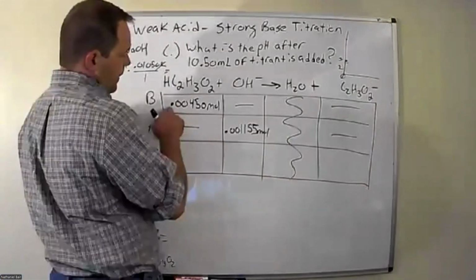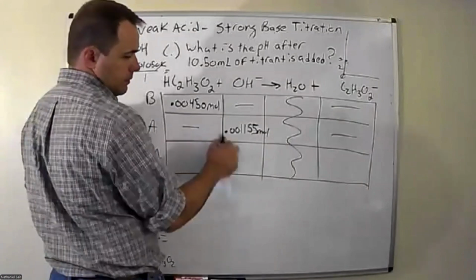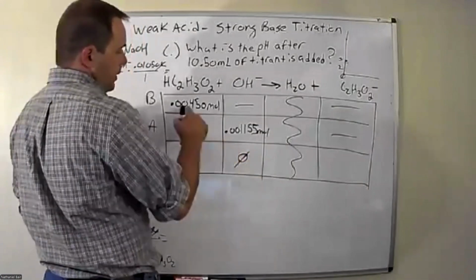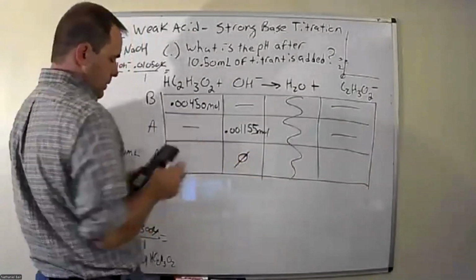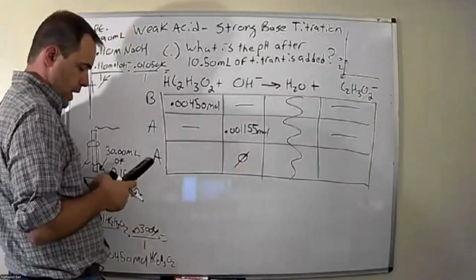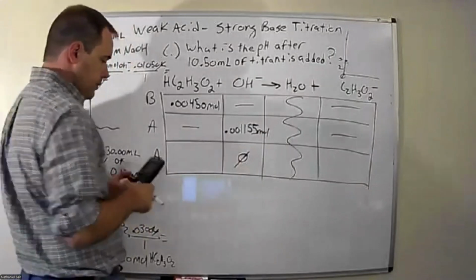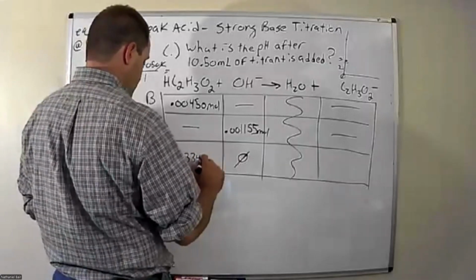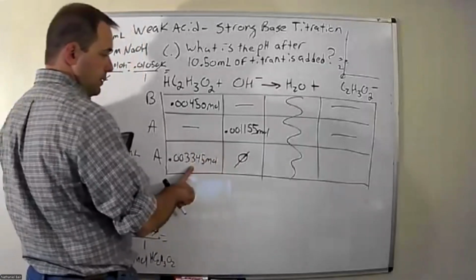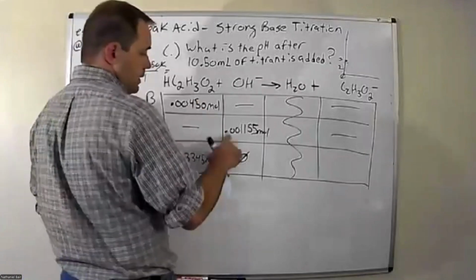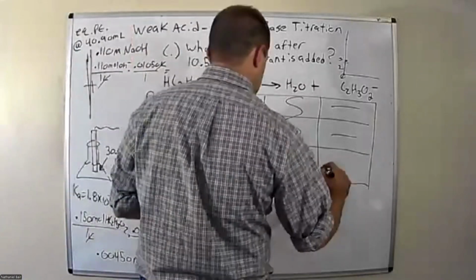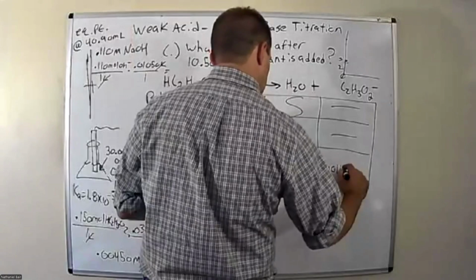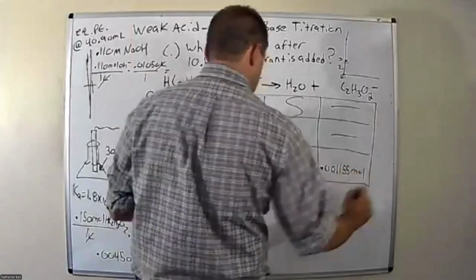So I've got enough acid in here to cover that base. So the base will be gone. I need to subtract this from this. So 0.0045 minus that. That's 0.003345 moles of acetic acid that remains. And this got turned into acetate, so I now have 0.001155 moles of acetate left.